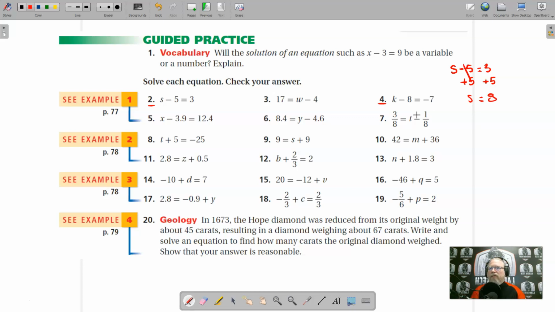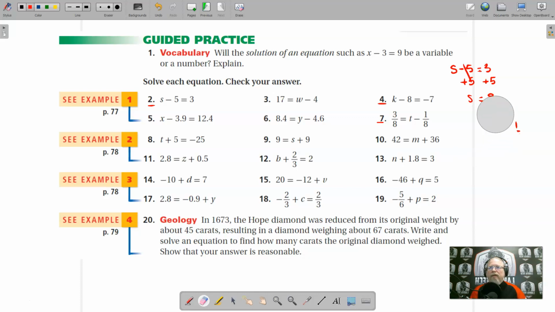On the next one, or should we do fractions? Why not do fractions? Let's do number 7. We have 3 over 8 equals t minus 1 over 8. So we want to get rid of this negative 1/8. So let's go ahead and add 1/8 to each side. What we do to one side, we're going to do to the other. The 1/8s are going to cancel each other, leaving us with just t on the right, and then 3/8 plus 1/8 is 4/8. And if we really wanted to get technical, we could say that t is equal to 1/2. That would just be simplifying the 4/8.